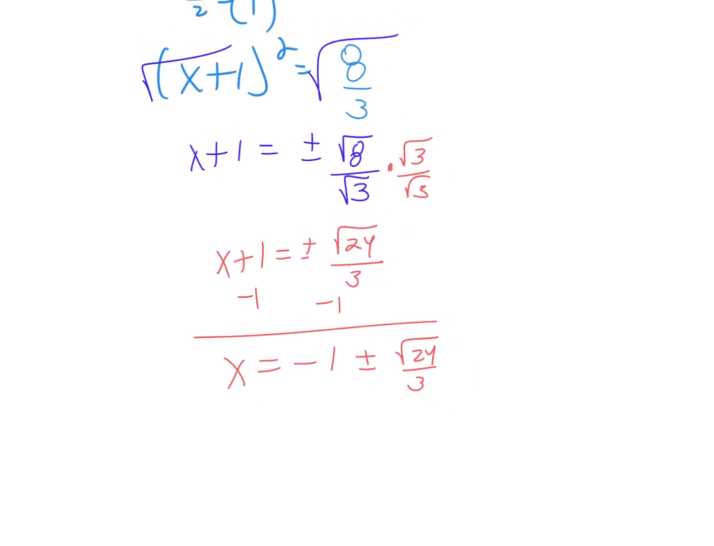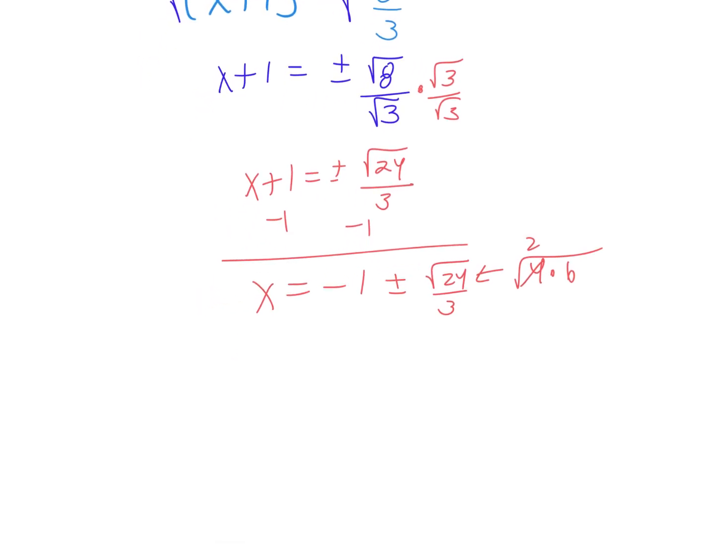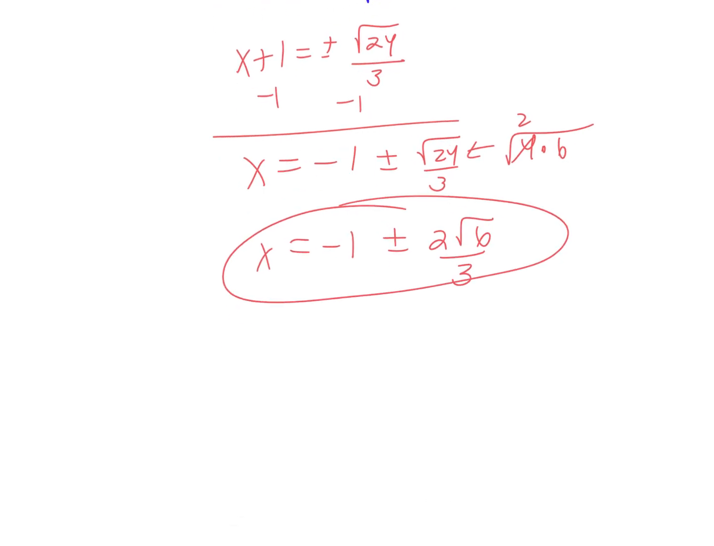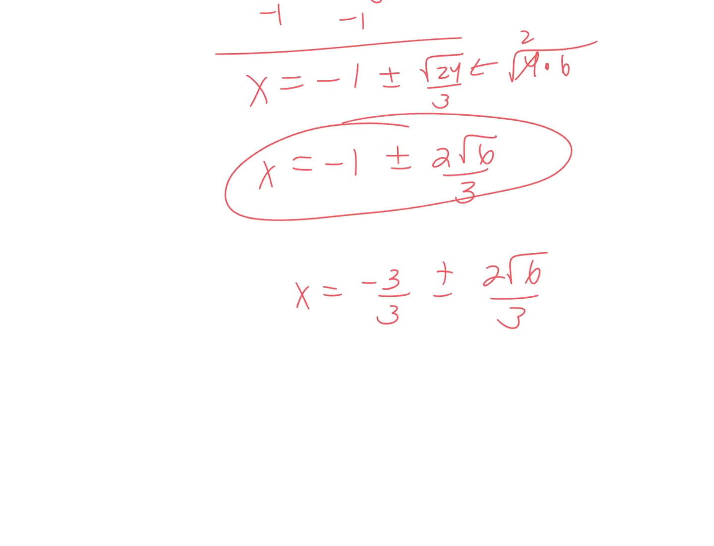And then what do we notice we have to do with 24? We got to break it down. Perfect square and a non-perfect square would be 4 and 6, so this is 2 root 6. So let's be careful with how we write our answer. It's x equals -1 plus or minus 2 root 6 over 3. Okay, you can leave it like that. Or you can say x equals -3 over 3, which is the same as -1, plus or minus 2 root 6 over 3. That's the same thing.